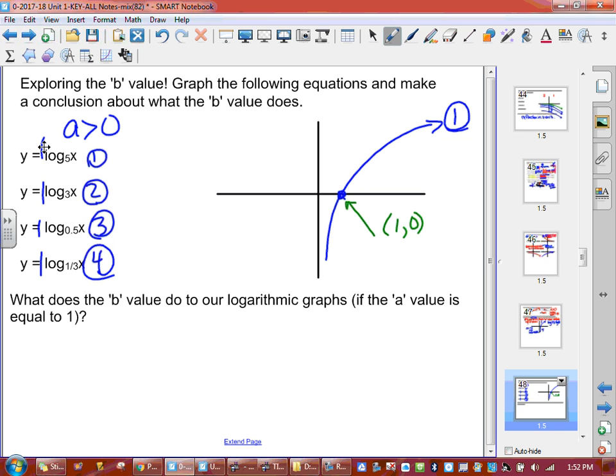Do you think it's a little bit higher? Well, you're actually right. There's graph 2. It also goes through positive 1. They will always go through the same x-intercept.